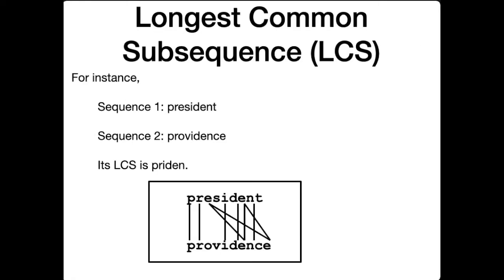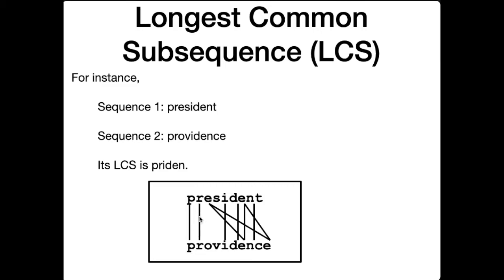Another way of solving it is by drawing lines. If we put sequence 1 on top and sequence 2 at the bottom, we draw a line whenever there's a common symbol. So, we have P to P, R to R, E to E, and so on. And then, the longest common subsequence is the set of lines that doesn't intersect. So, identify the largest set of lines that doesn't intersect. For example, the LCS here is PRIDEN.